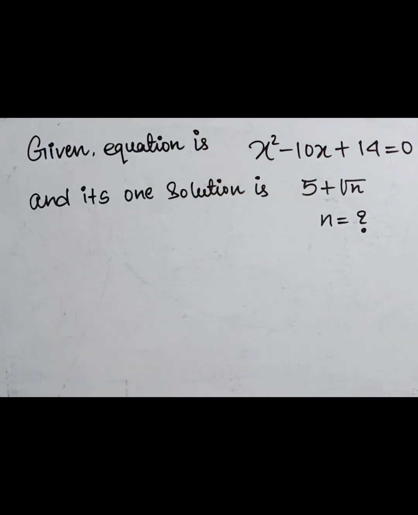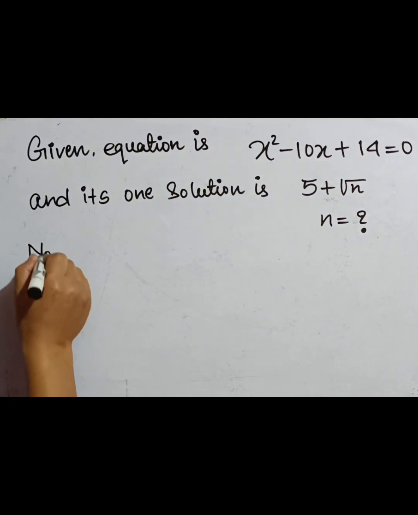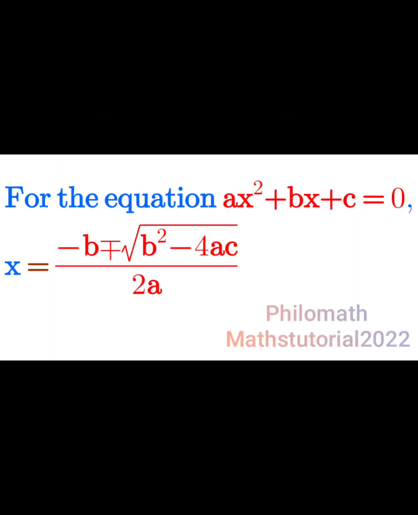So first of all, let us generalize this given equation, and we know in a quadratic equation of the form ax square plus bx plus c is equal to 0, its roots are given by this equation. X is equal to minus b plus or minus under root b square minus 4ac upon 2a.